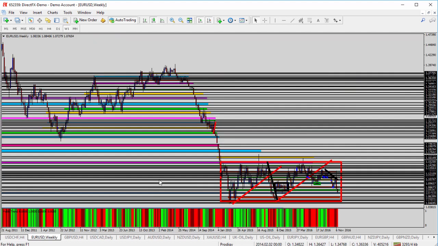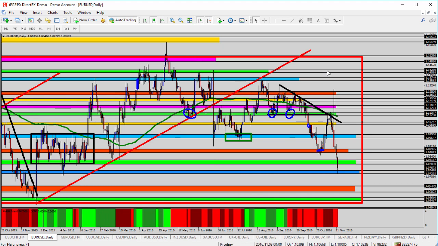Looking over to the Eurodollar, similar situation. I'm starting out here on the weekly time frame because I need to show you the long-term viewpoint because this is important. 2014, clear downtrend. Since January of 2015, stuck in that red box down at the bottom right-hand corner of the chart. That's where we are right now. We're in that box, so we need to be aware of that.